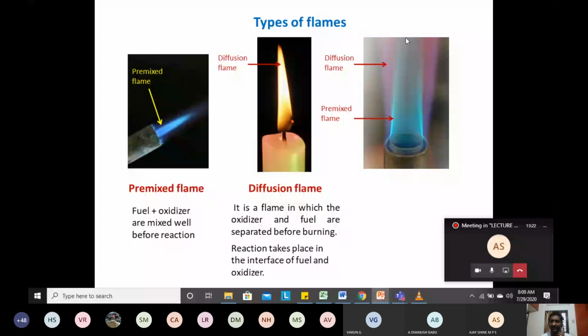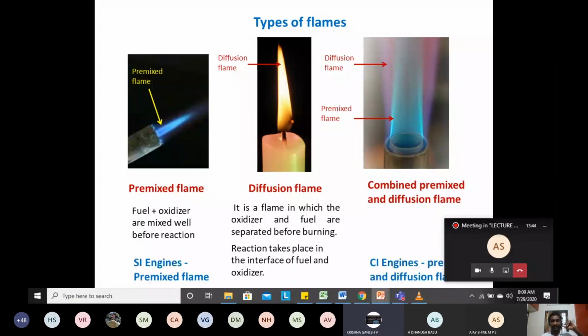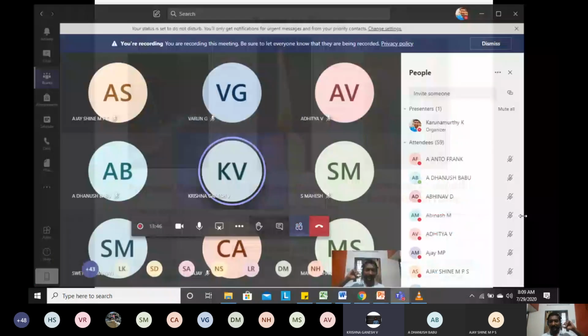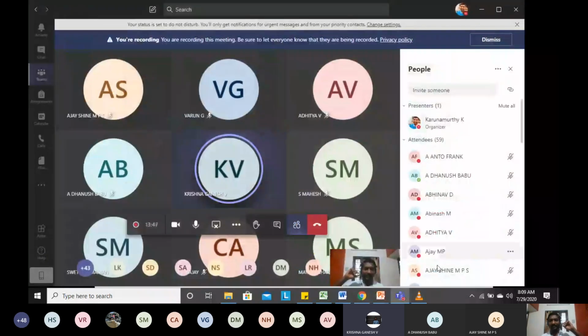So thereby it mixes and the combustion takes place, and only during the combustion the fuel and air come in contact. Okay. So in the case of CI engine we are going to have both pre-mixed flame and diffusion flame. So both will be there. We are going to have a combination of pre-mixed and diffusion flame, right?